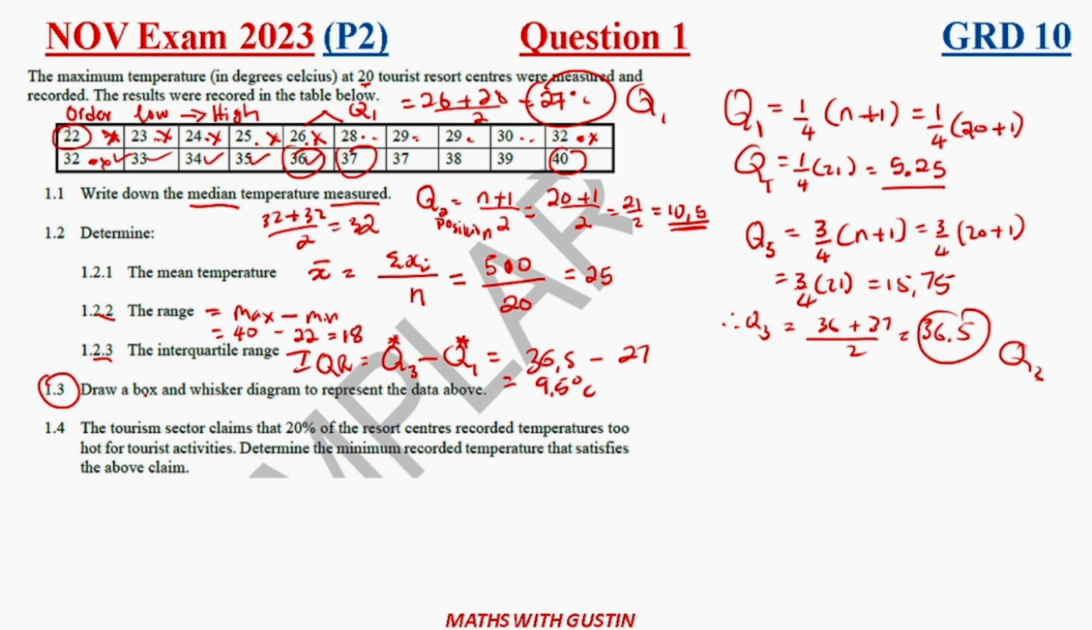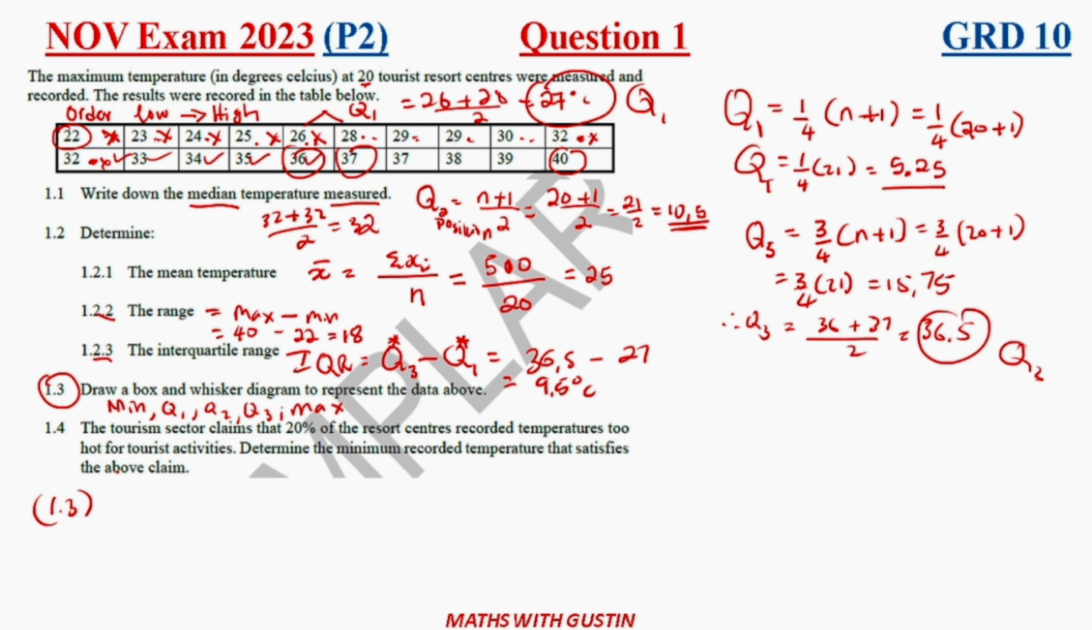1.3 says draw a box and whisker diagram to represent the data above. So box and whisker diagram, guys, you will remember it is a 5-number summary that is made up of the minimum, Q1, Q2, Q3, and then also the maximum. It's a 5-number summary, guys. So if you have these numbers, you can be able to draw the box and whisker diagram. So let's go ahead and do that.